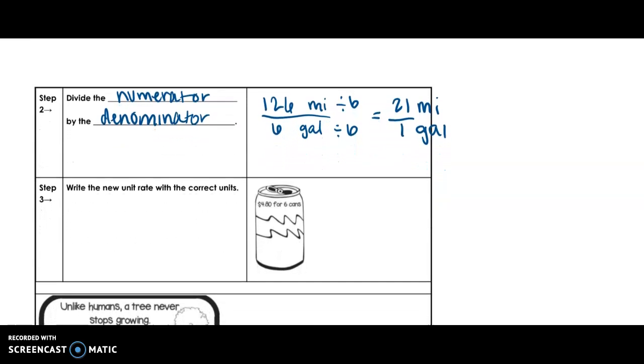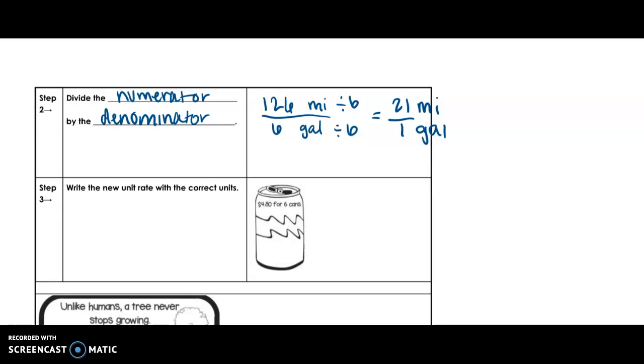So now I want you to write the new unit rate with the correct units. So we need to make sure that we always put our units in our final answer, because we're comparing two different things. We're comparing our miles per gallon. We're comparing the price, in this example, per cans of soda.